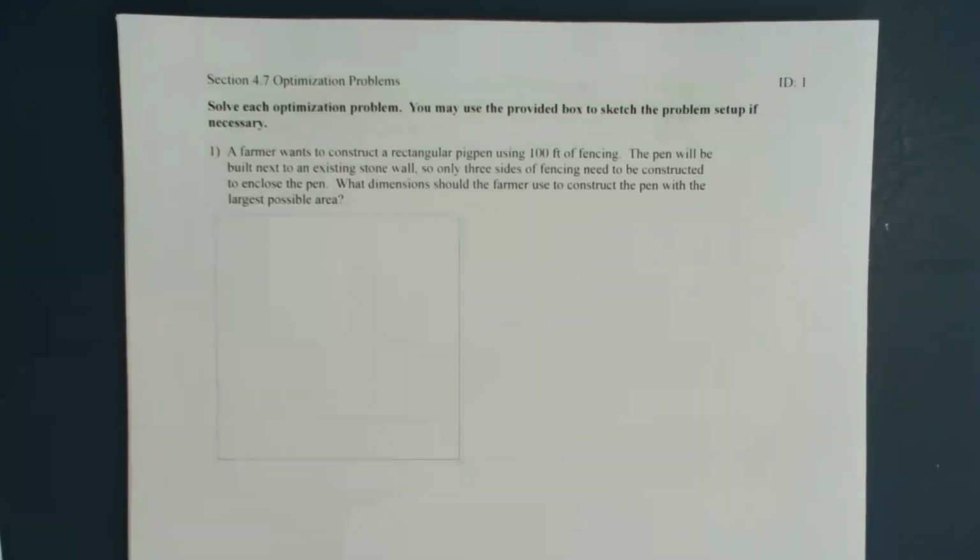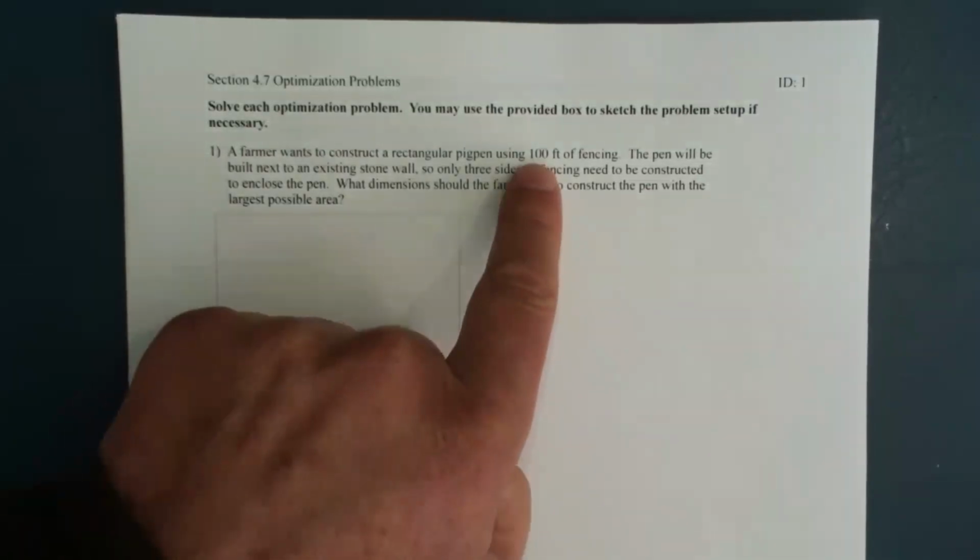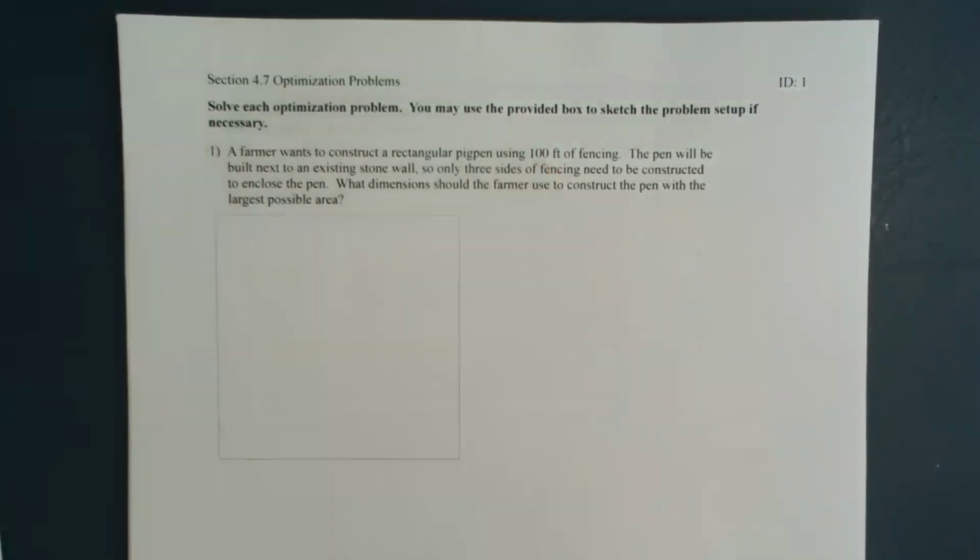And I'm going to take time with this. The setup is the hardest part, in my opinion. And so I'm going to go ahead and read the problem. Problem one, a farmer wants to construct a rectangular pig pen using 100 feet of fencing. So that's our constraint, meaning that's all the fencing that we're going to be allowed to have.